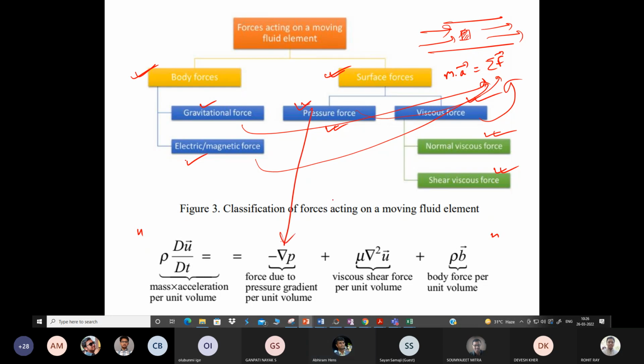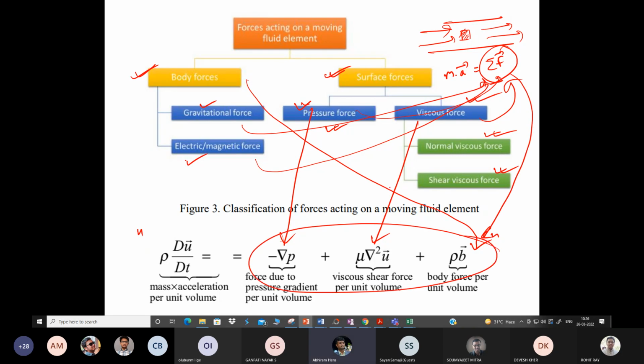And then there is this viscous force. Viscous shear force per unit volume is indicated by this one. And your body force is indicated by this particular term. So these three terms combine into the summation of forces that we see on the right-hand side. And the left-hand side is basically mass into acceleration.